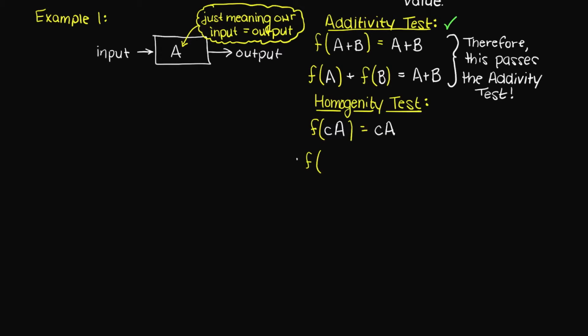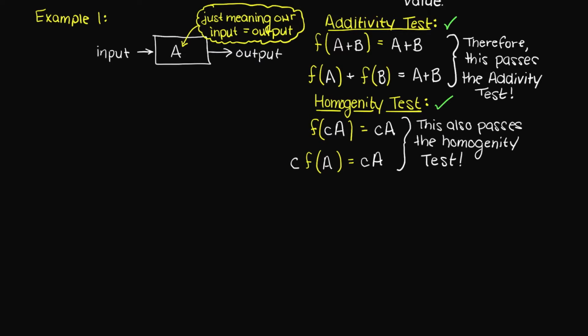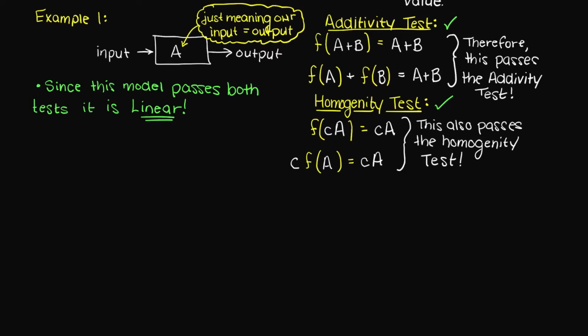As you can see here, whether we evaluate our function with the scalar inside or outside of our function, it doesn't matter, the same answer is achieved. Therefore, this function is indeed linear as it passes both the homogeneity and additivity tests. Let's do another example. What if our function is now a squared?